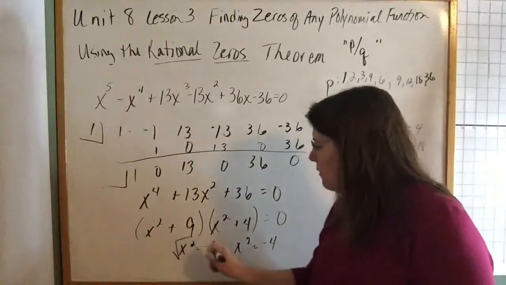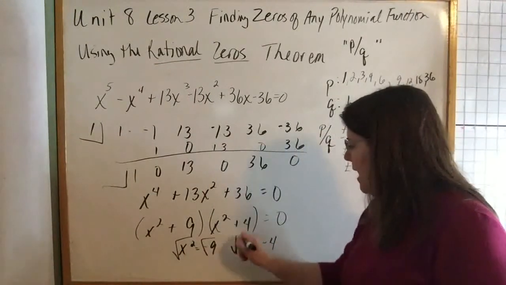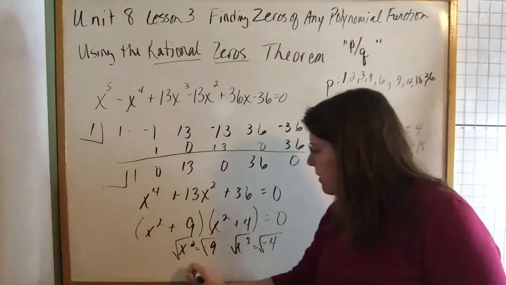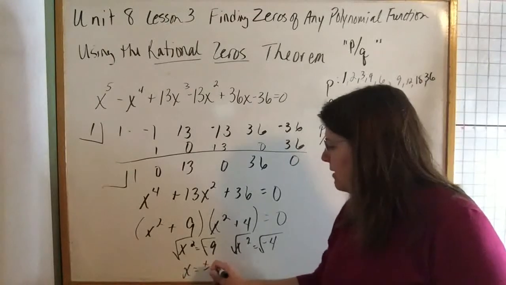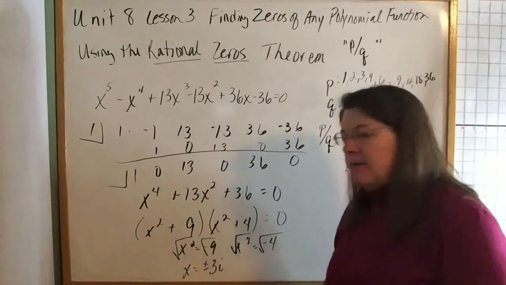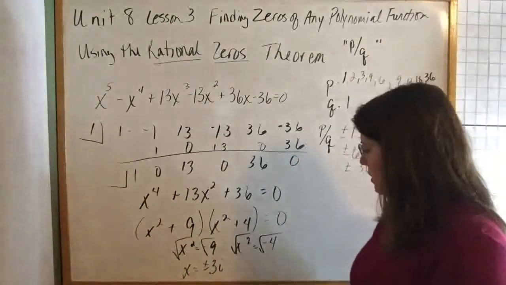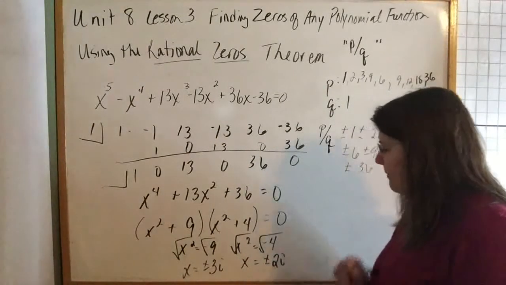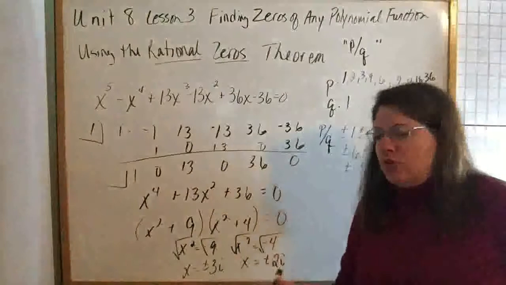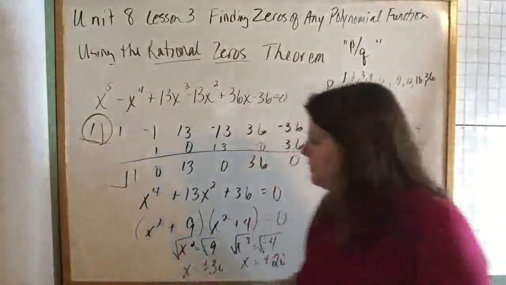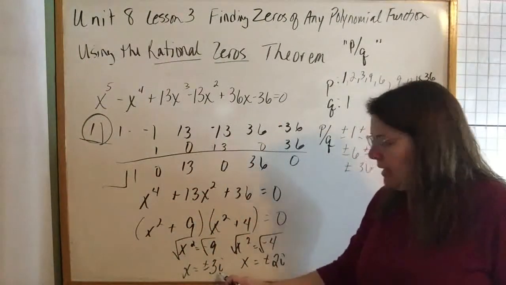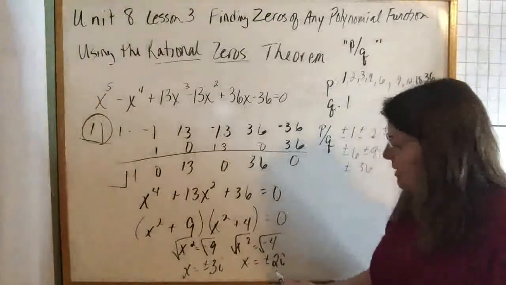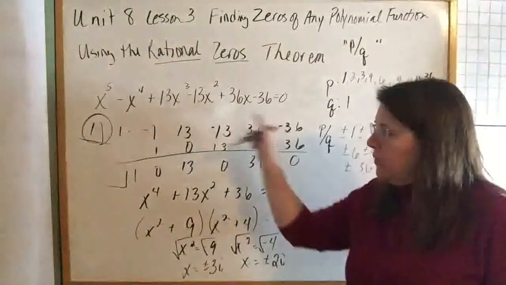I put in the square root, so that means I'm going to have a plus minus in front of all my answers. So I have x equals plus and minus 3i because it's a negative underneath the square root. And over here I have x equals plus and minus 2i. So that's my 5 roots. I've got 1, plus and minus 3i, plus and minus 2i. So I have 5 roots for this equation.